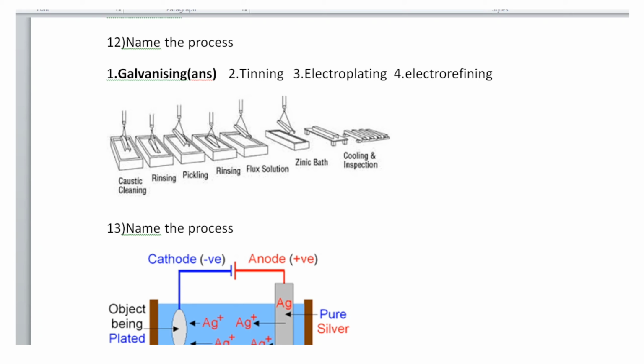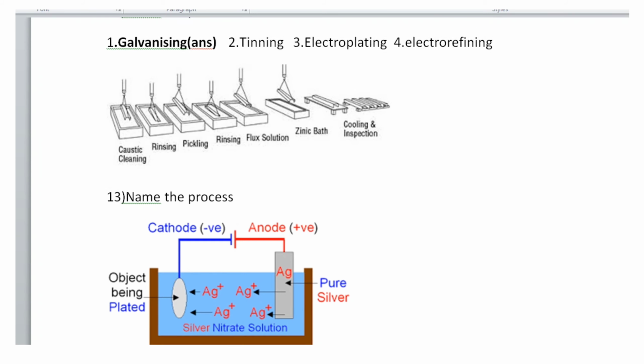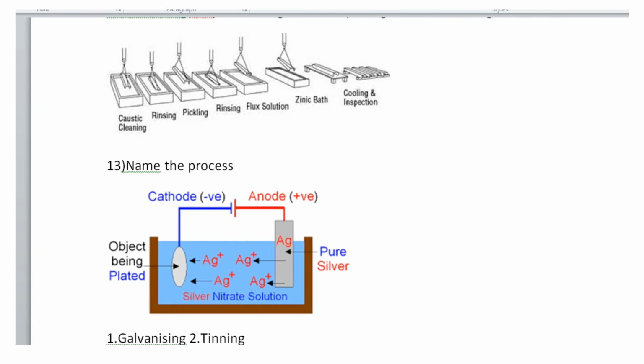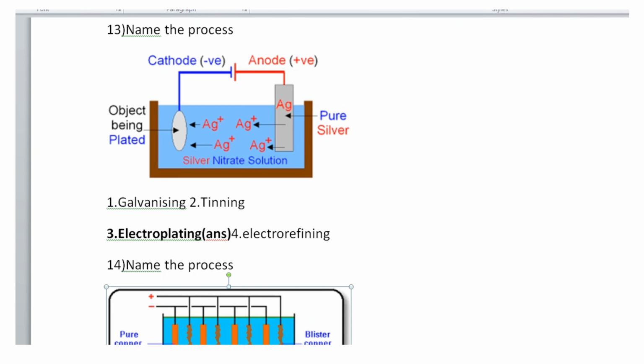Then name the process. In this diagram, see the object to be plated is connected to the cathode and the anode is made up of pure silver. Therefore this process is electroplating. That means in this case there is plating of silver on the object. Therefore it is electroplating or electrocoating.